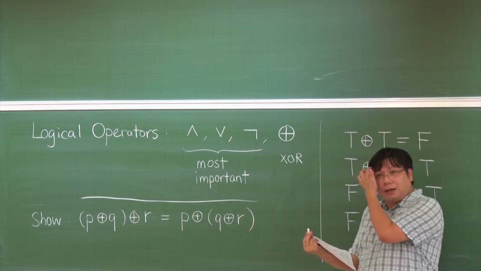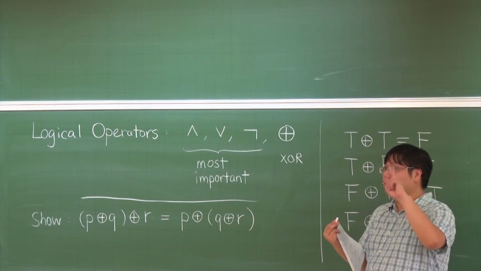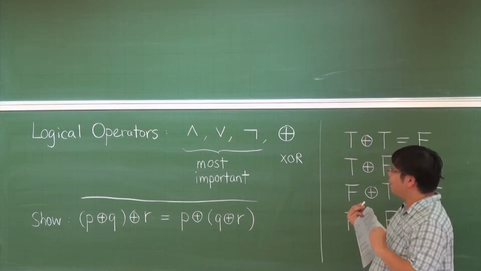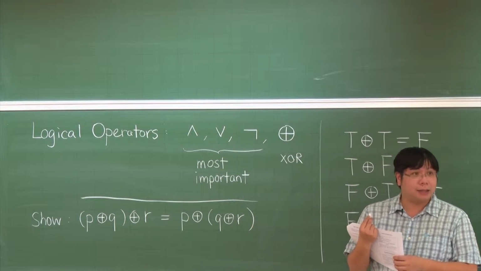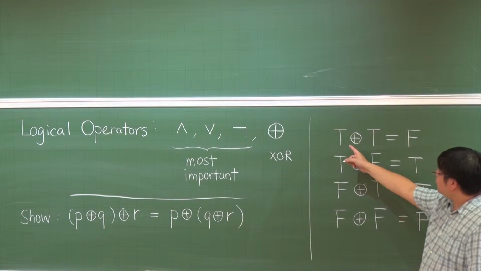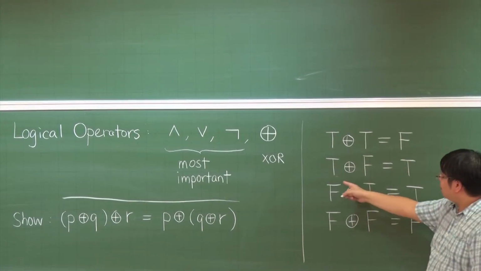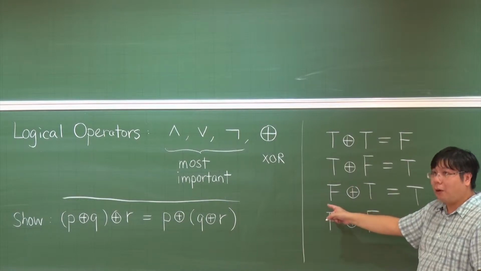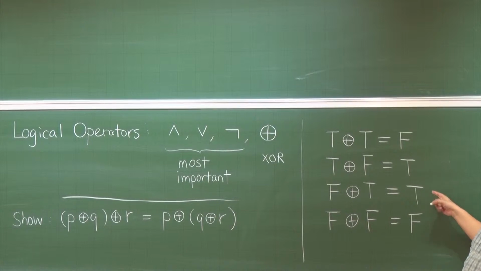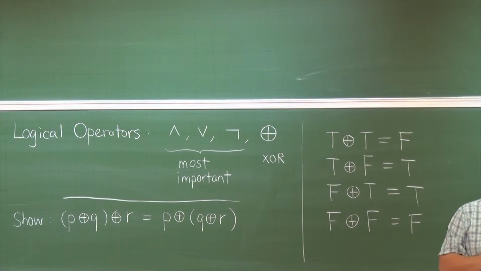It means that when you have P and Q, when exactly one of them is true, the result of P exclusive OR Q will be true. Otherwise, it is false. So this is a summary of what is happening. If I have true, true, then the result will be false. But when I have true, false, or false and true, then the result will be true. And finally, if I have false, false, the result will be false.